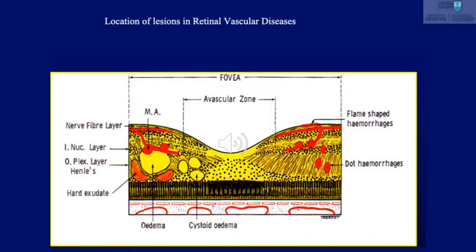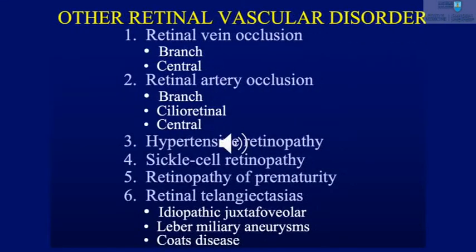If we get hemorrhage in the superficial nerve fiber layer, this produces flame-shaped hemorrhage. If we get hemorrhage in the outer plexiform layer, this gives us dot and blot hemorrhage, which is very characteristic in diabetic retinopathy, and the flame-shaped hemorrhage is more characteristic in retinal vascular disease.